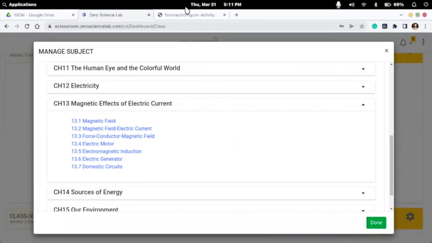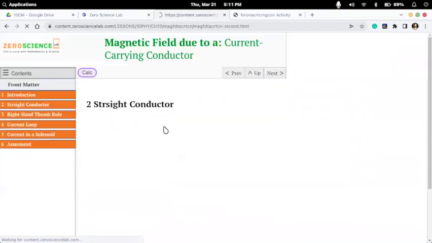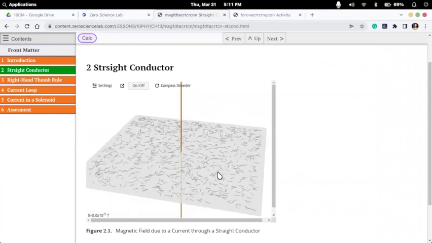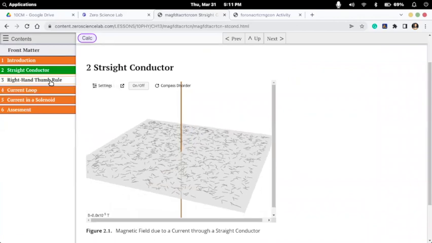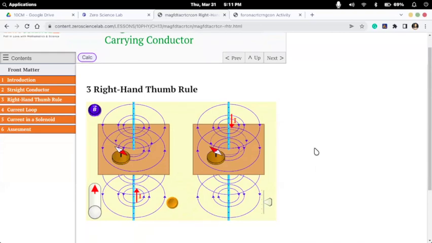So yesterday we were discussing the magnetic field, right? Straight conductor, right? This one I demonstrated. Okay, next I will show you that rule.